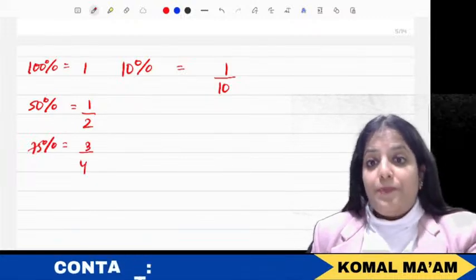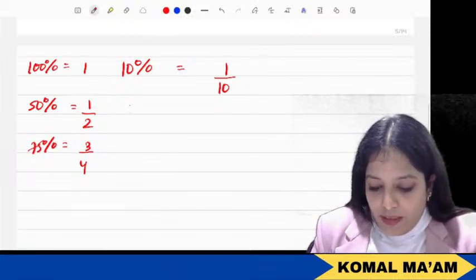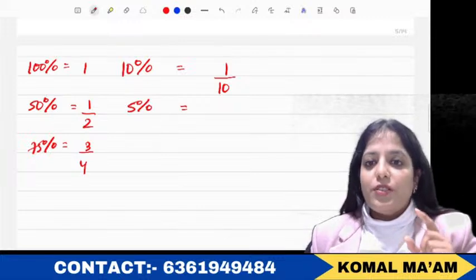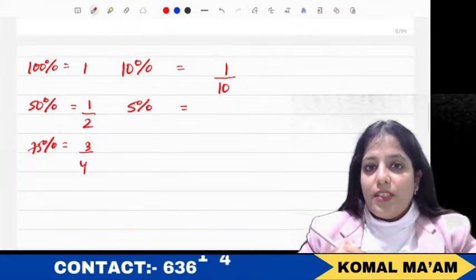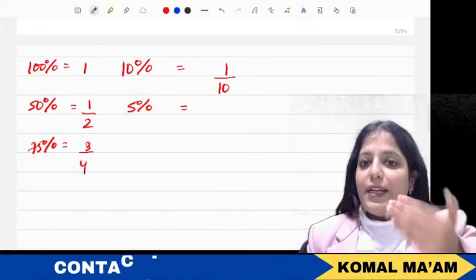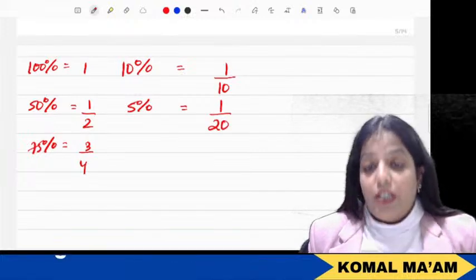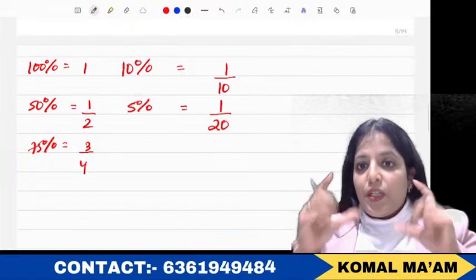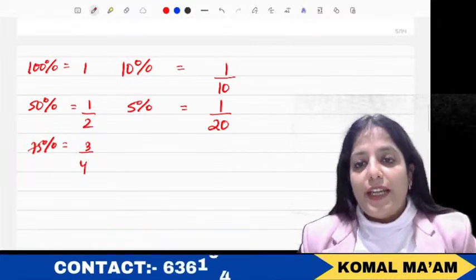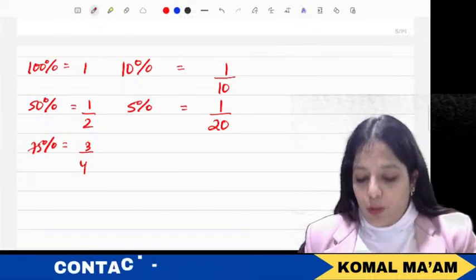Now, see. We write 10% as 1 by 10. Can you tell me what will be 5%? 5% will be half of 10%. So, if 10% is 1 by 10, what will be 5%? 1 by 10 divided by 2. That will eventually give you 1 by 20. So, this way you need to remember these percentages in fractional form. This will help you to solve the questions of CI and SI very quickly. So 5% is 1 by 20.